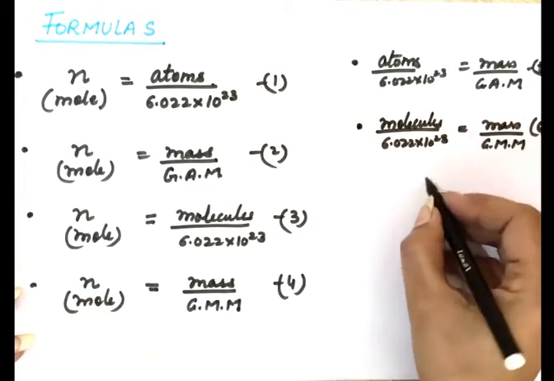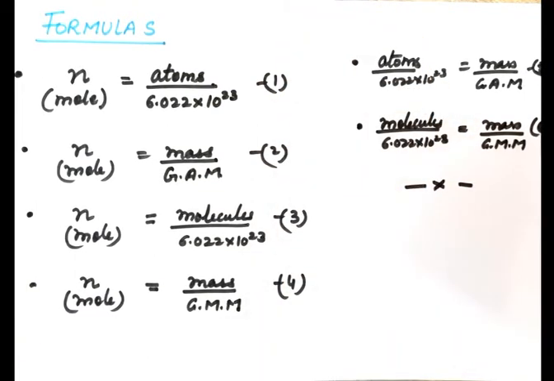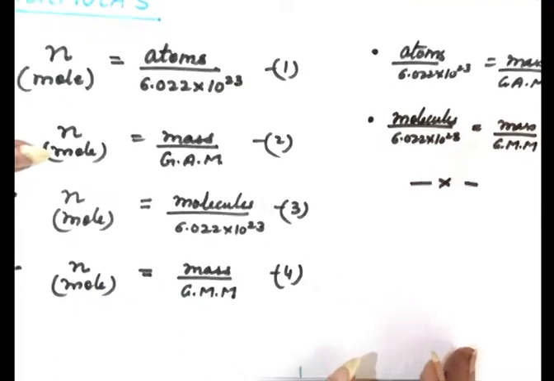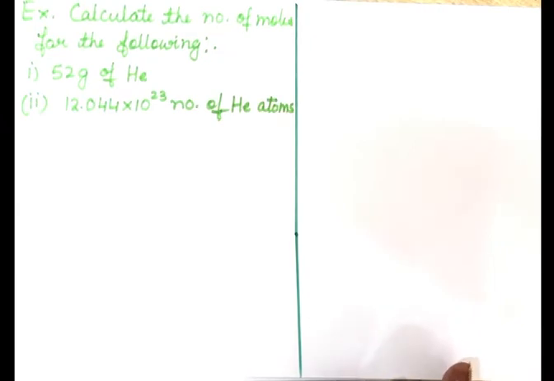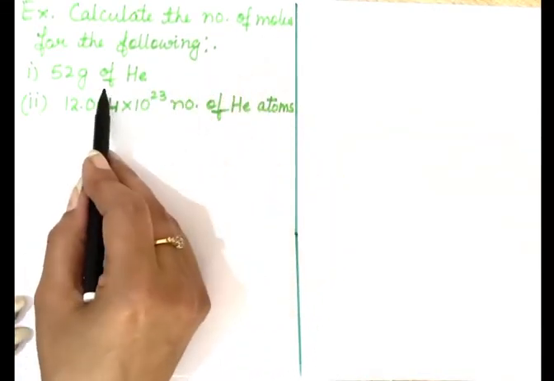So many numericals we can solve using these formulas directly, or sometimes we need to use the unitary method also. So let's start with the questions after these formulas. First question is, calculate the number of moles for the following. We have to find out the moles.